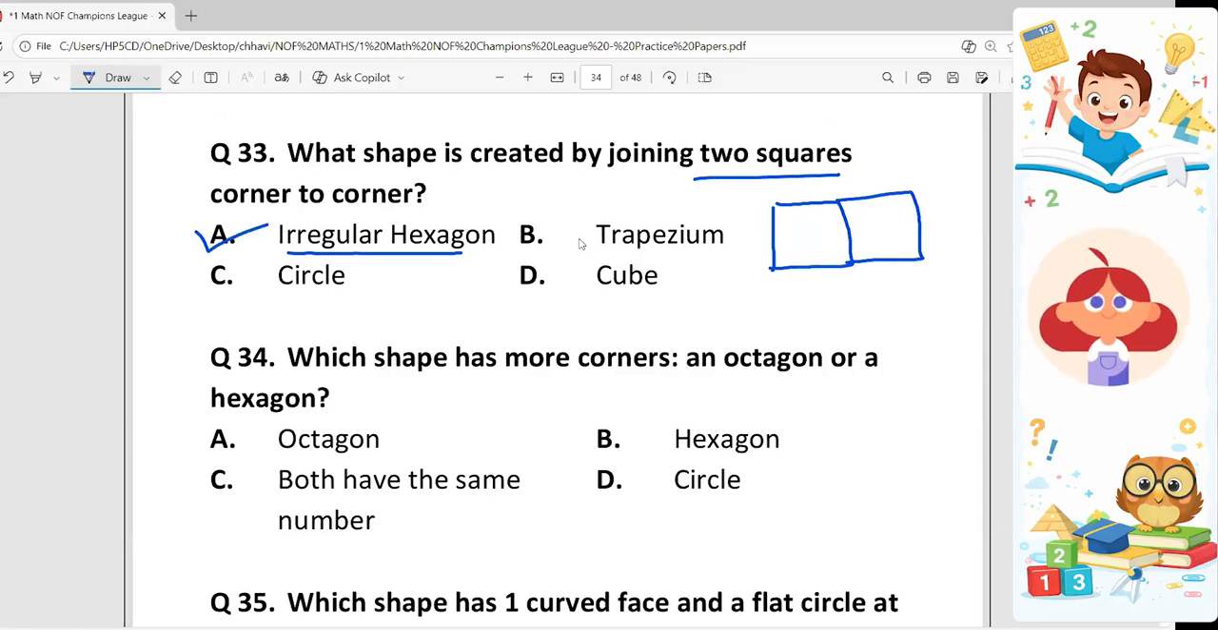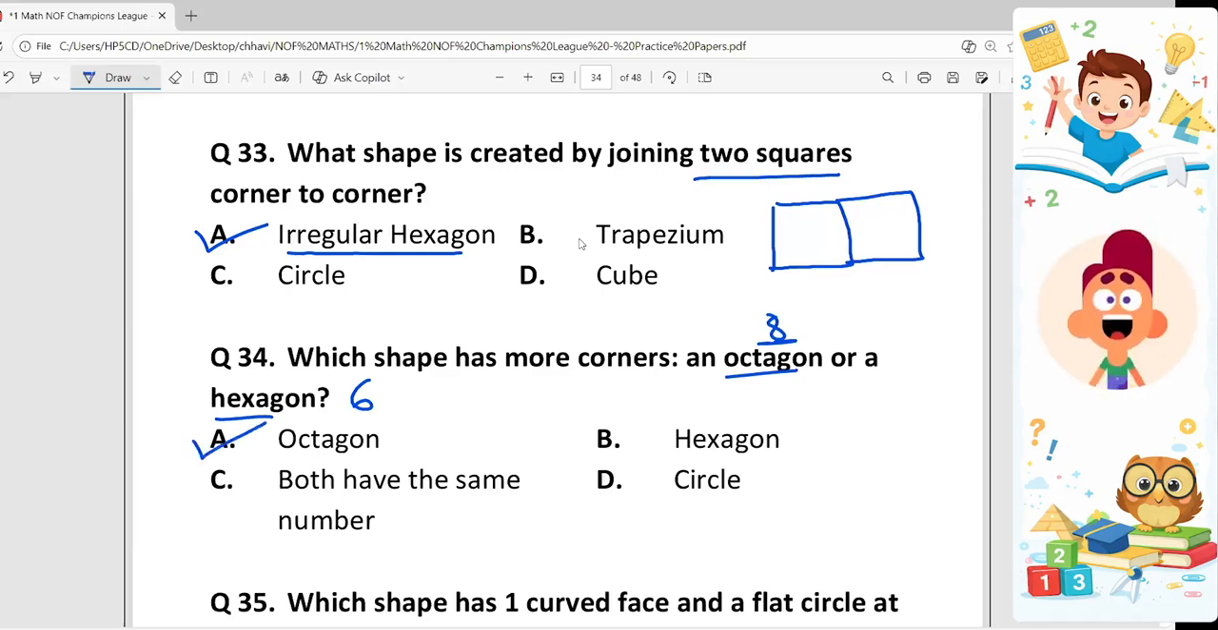Option A. Which shape has more corners, an octagon or a hexagon? So which shape will have more corners? Octagon has 8 sides and hexagon has 6 sides. So what we have to find out now here? Which shape has more corners? So obviously more corners will be of octagon. So correct answer is A, octagon.